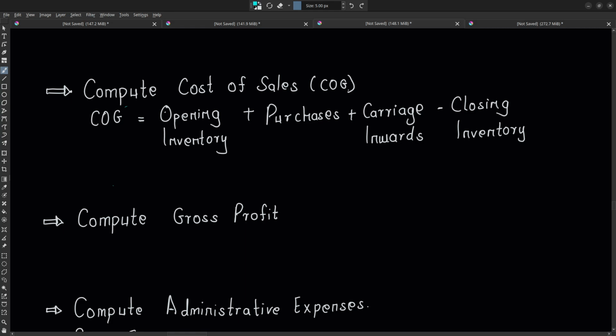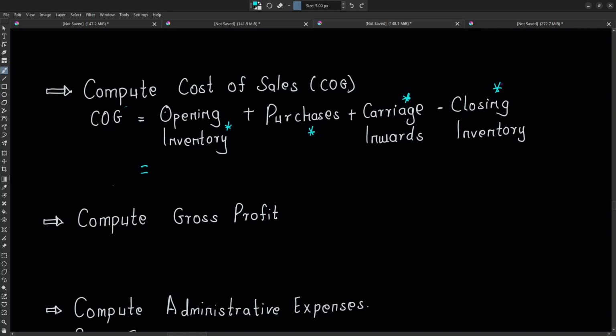Okay, so now we have to calculate the cost of sales by ourselves, which is usually the opening inventory, that is the closing balance of the prior period, the inventory that was left in the previous period, plus the purchases that you have bought during the period, plus the carriage inwards. The carriage inwards is the cost of bringing these purchases from the supplier to your warehouse, for example. So it is a cost that is added to the purchases. Then minus the closing inventory. This is the balance of the inventory that you have as at that year end.